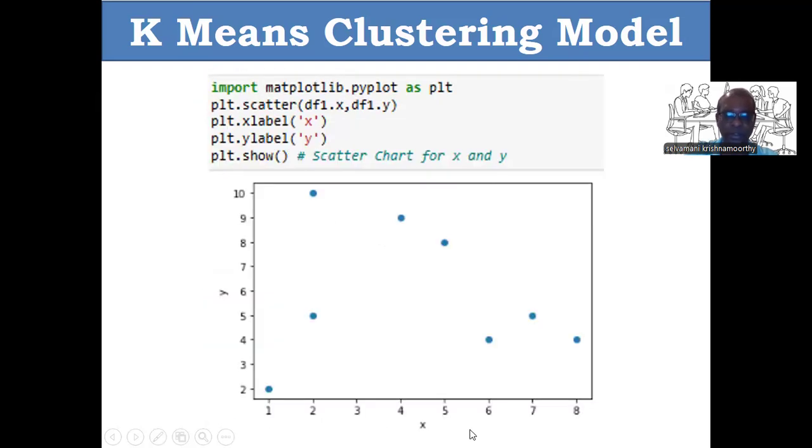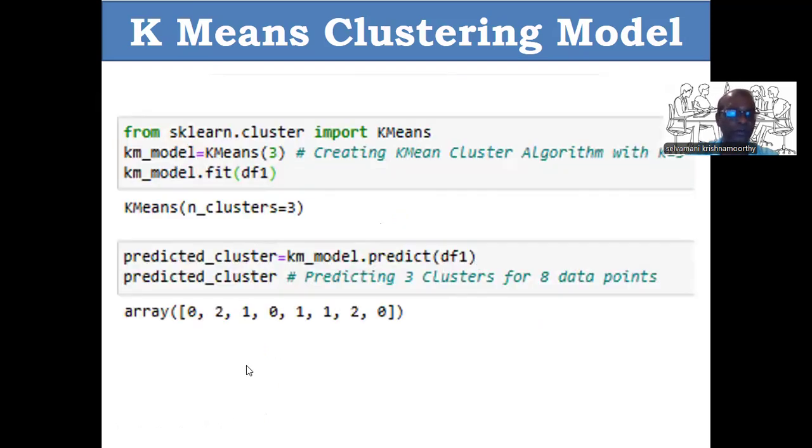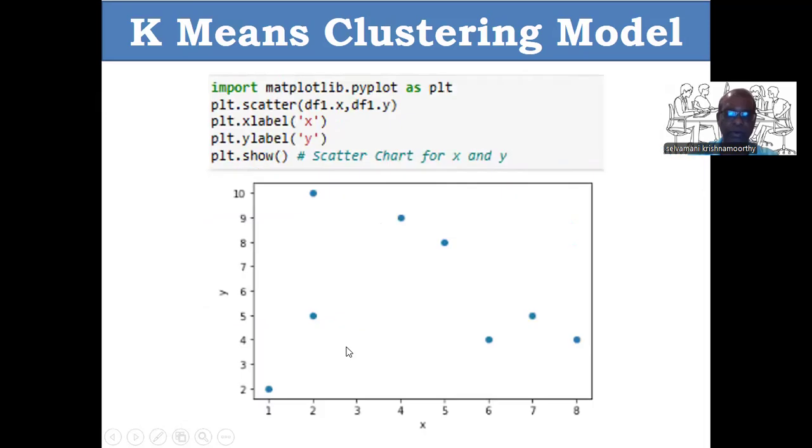That means 4, 9. These 3 points are assigned to cluster 0. I hope it is clear. In the same way, cluster 1: 0, 1, 2, second point, 3, 4, fourth point, fifth point. That means 2, 4, 5 are assigned to cluster number 1.